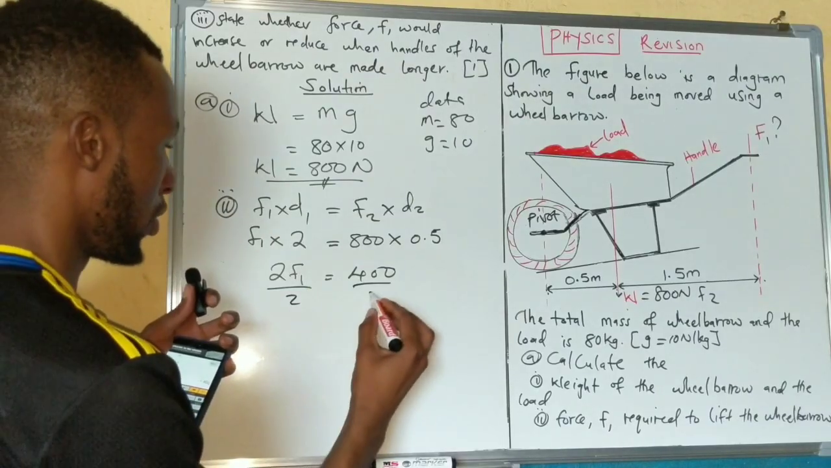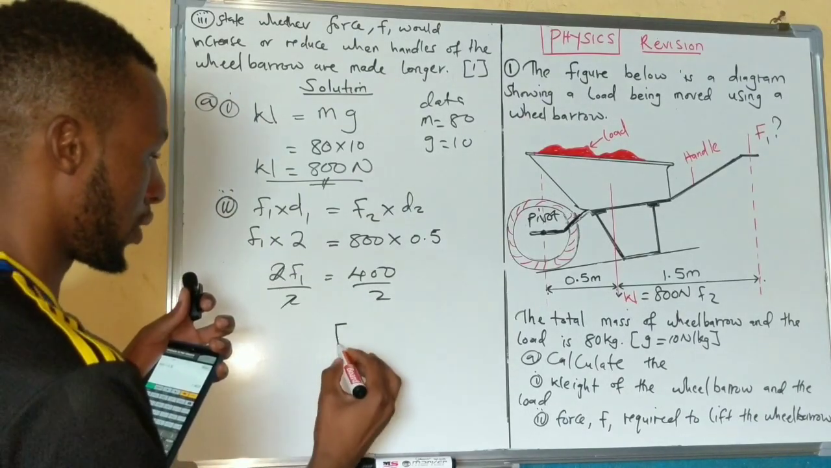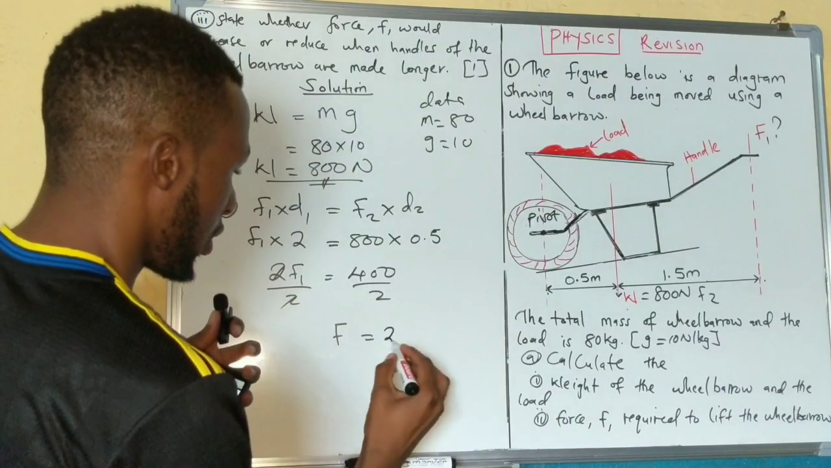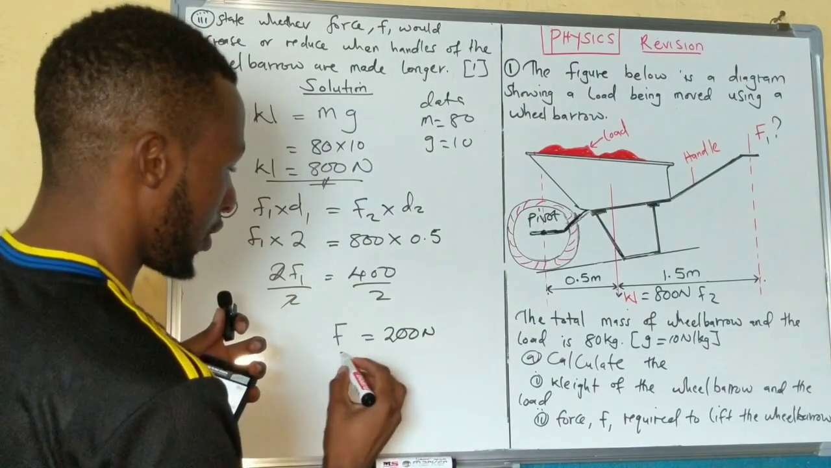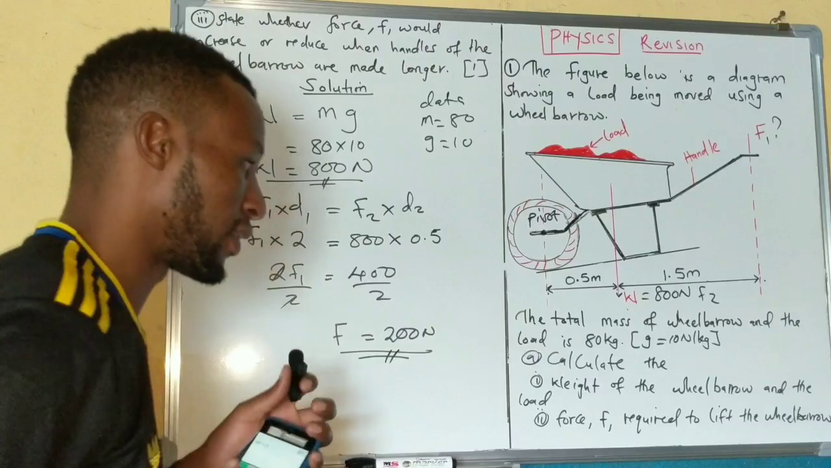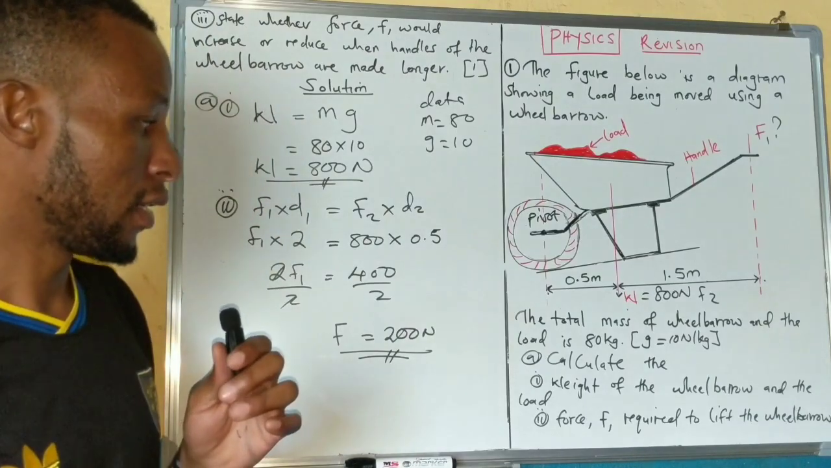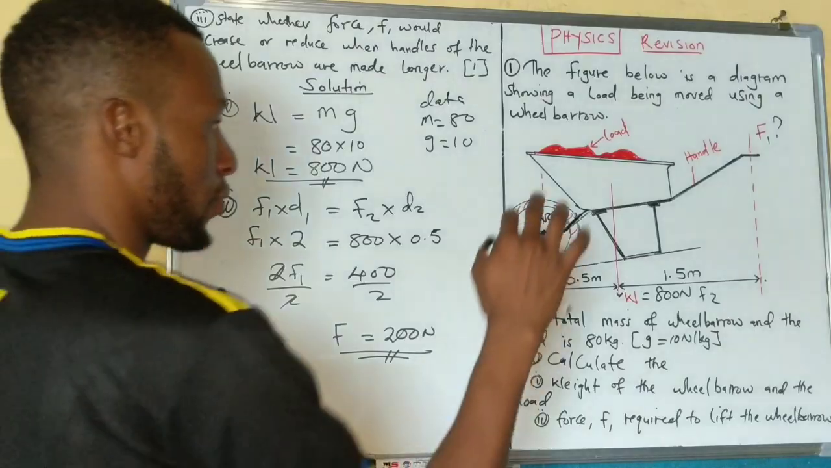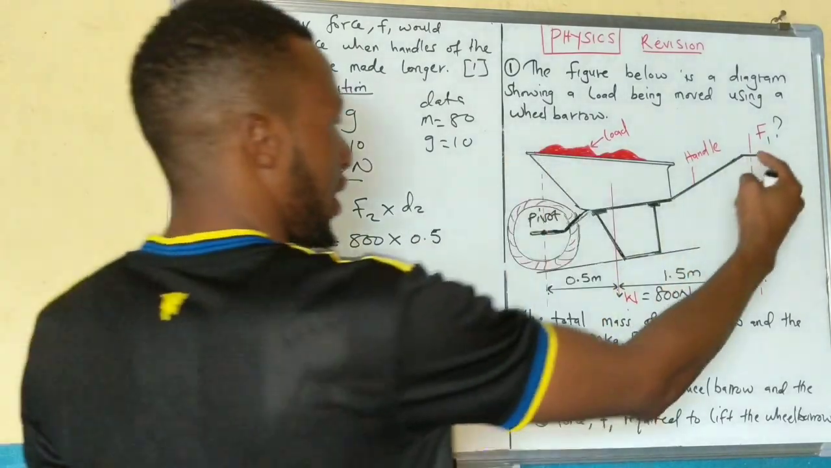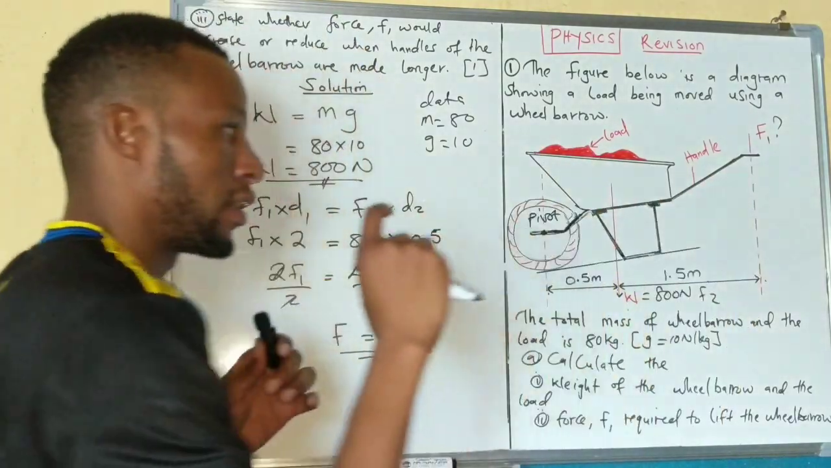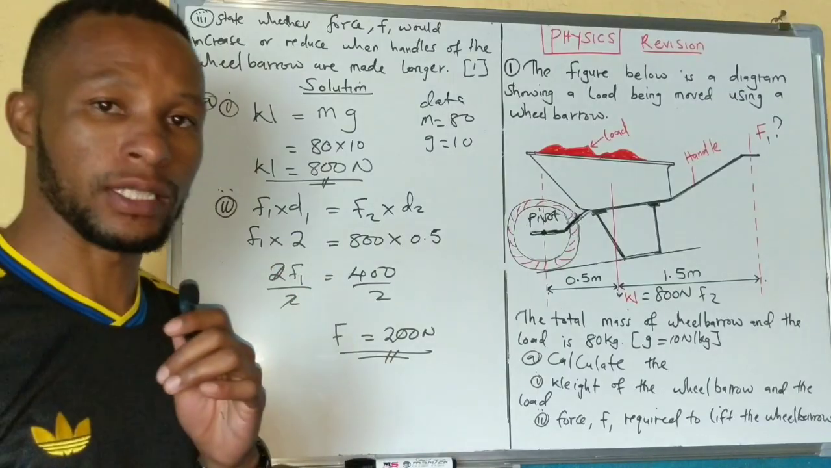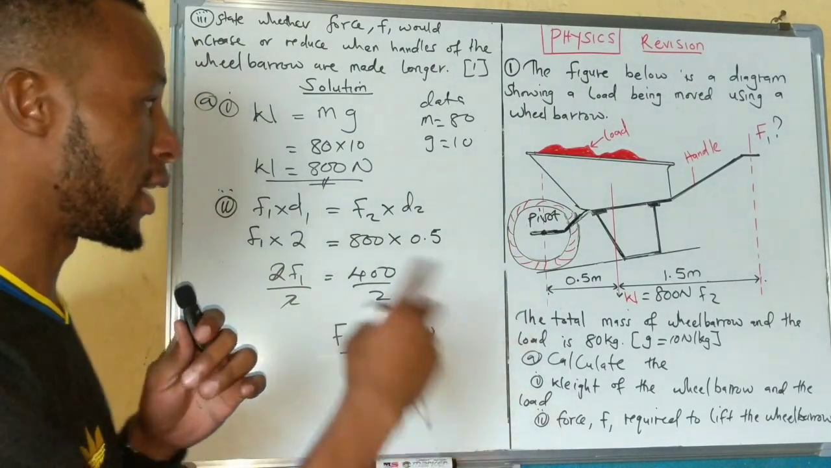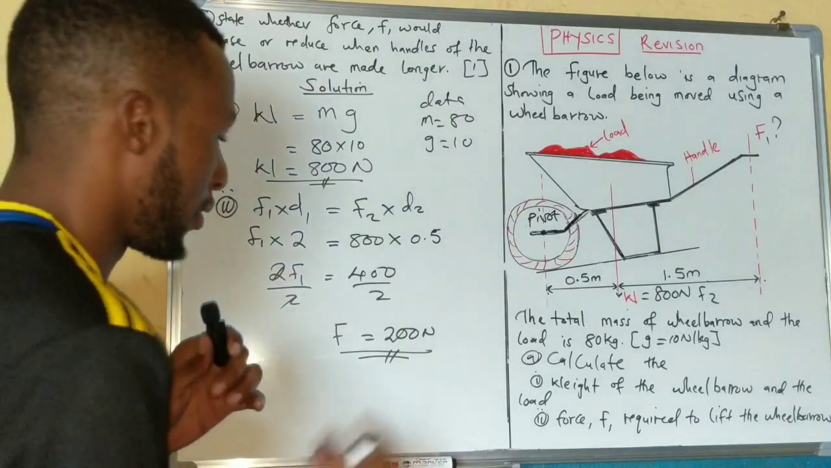Then this value divided by 2, so that we have our force. So the force that we are being asked to find will just be 200 newtons. And that is the final answer there. So that is the force that is required to lift the wheelbarrow in this case. So remember, if you're dealing with a wheelbarrow and you're asked to find any one of these forces, use the principle of moments. So this is a combination. It's a simple machine, but it's a combination of moment and the simple machine as well.